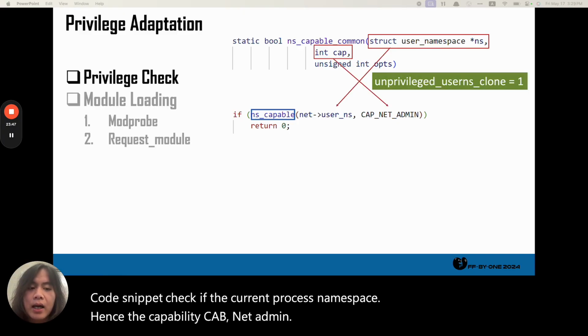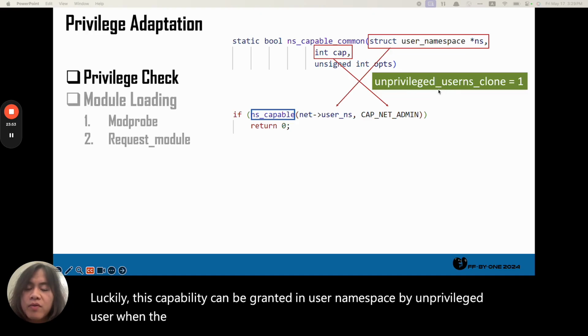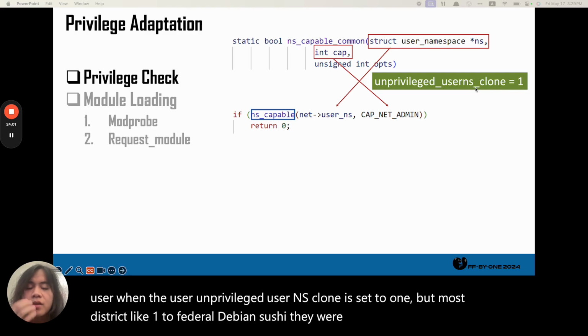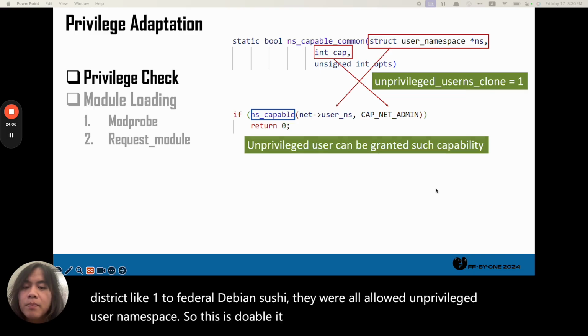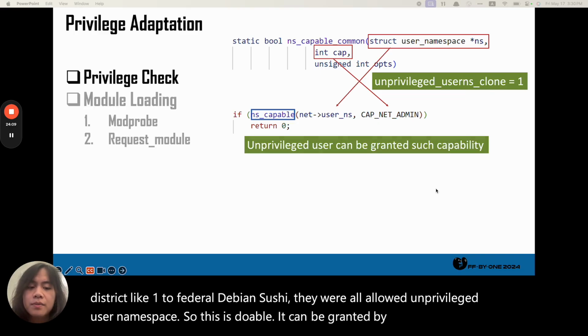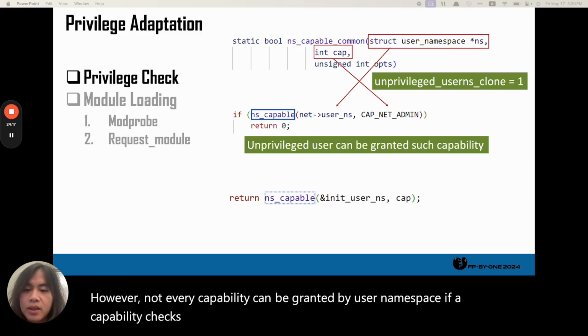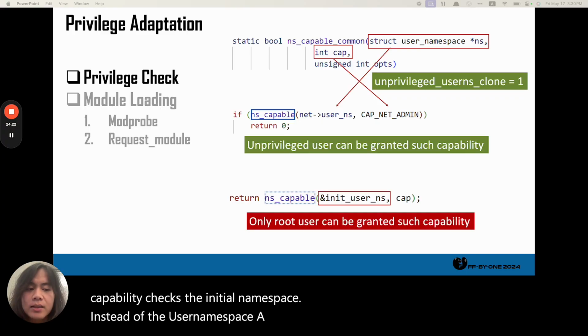Luckily, this capability can be granted in a user namespace by an unprivileged user when unprivileged_userns_clone is set to 1. Most distros like Ubuntu, Fedora, Debian, and SUSE all allow unprivileged user namespaces. So this is doable; it can be granted by a normal unprivileged user. However, not every capability can be granted by a user namespace. If a capability checks the initial namespace instead of the user namespace, a normal user cannot get such a capability. Only a real root user can do that.